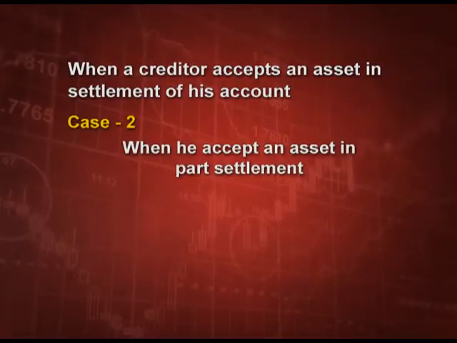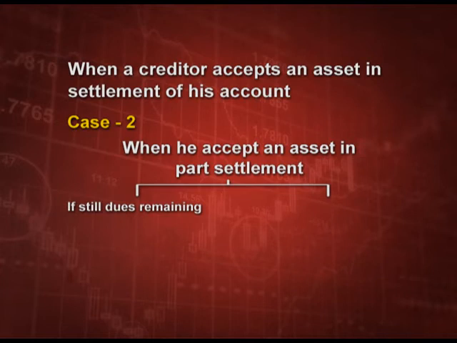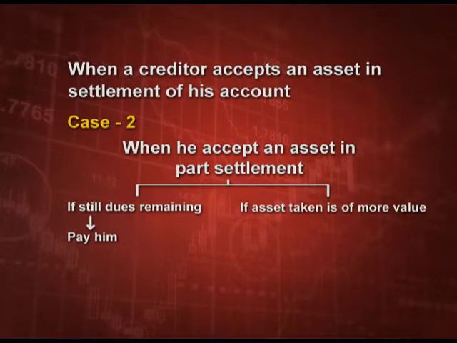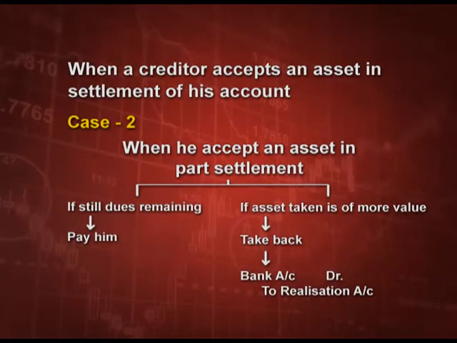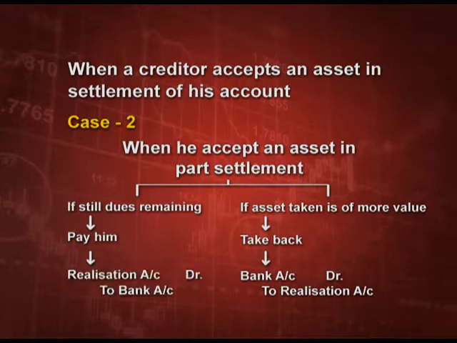But when he accepts an asset in part settlement of his account, then there can be 2 points. First, if still something is due to him, then we have to pay him. And if the asset value is more than what is due to him, then he will pay to us. Let us take an example. The creditor is 10,000 and we are giving him an asset whose value is 15,000. Then what happens? He will give the money to us, 5,000 rupees, and that will be bank account debit to realization account. But in the opposite case, if we are paying to him, then realization account debit to bank, because now it is an expense for the business and it will be shown on the debit side. Is it clear? If we are paying, it is an expense. If we are receiving, it's an income.